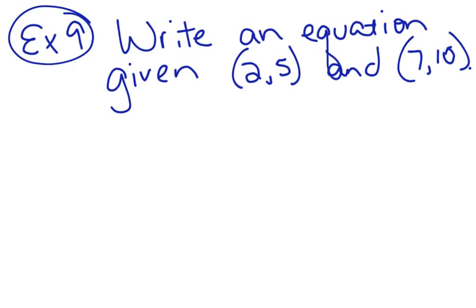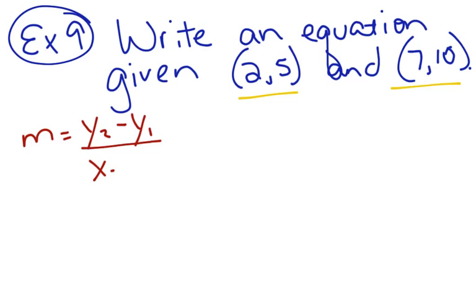Alright, so what's different here? I didn't give you a slope. The question is, can we find a slope with the information that we're given? Well, we've been given 2 points. Do we know how to find a slope with 2 points? Well, by George, yes we do. We can find the slope with the formula, y2 minus y1 over x2 minus x1. So let's do that.